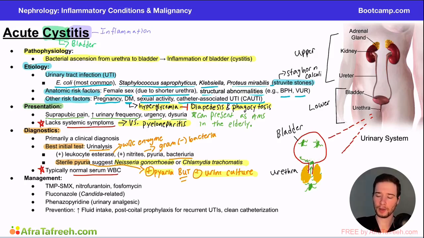And finally, moving on to our management options. So we're going to treat acute cystitis with a variety of different antibiotics. We have a couple different options here to choose from: TMP-SMX, nitrofurantoin, or fosfomycin.